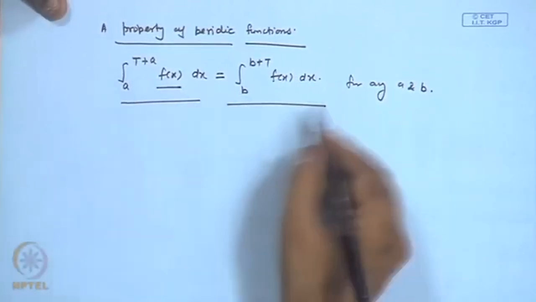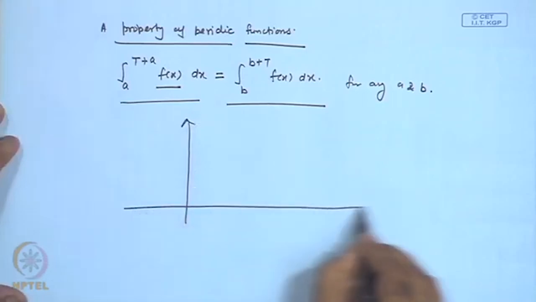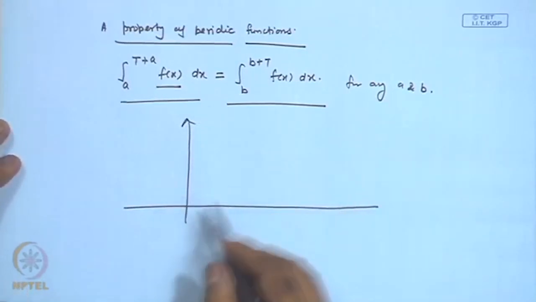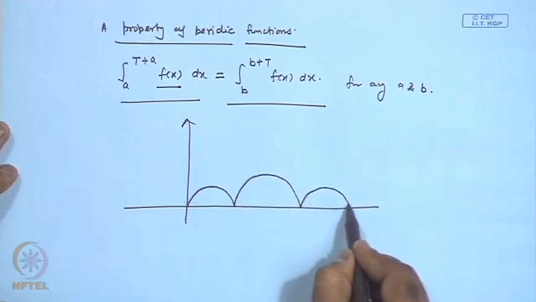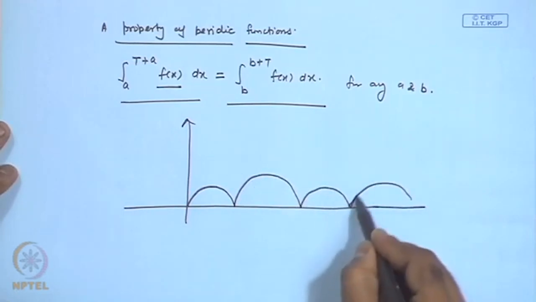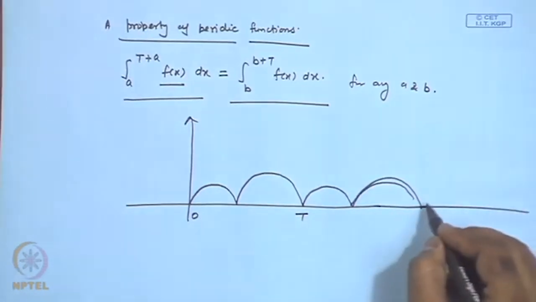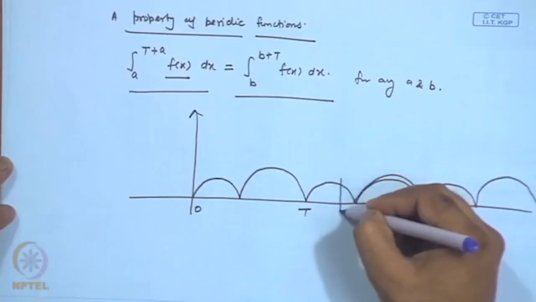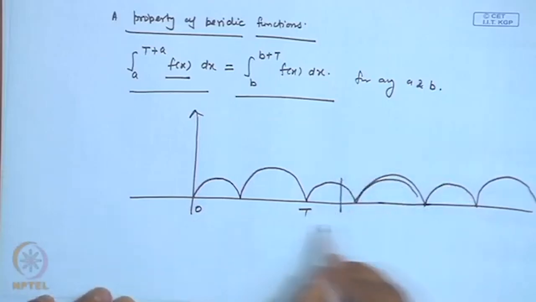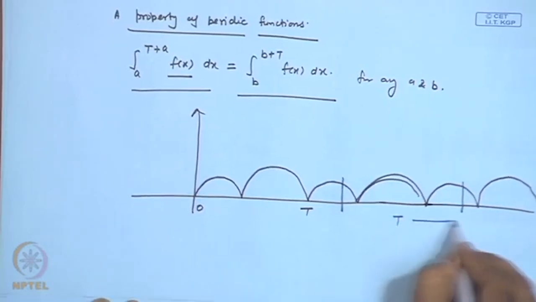Without going to a formal proof, what we can see here is, for example, that this is the periodic function we are talking about, and so on. So, this is from 0 to capital T, we have this period, and so on. If we integrate, for example, from here in an interval of length T, this will end up here, and this is again T.